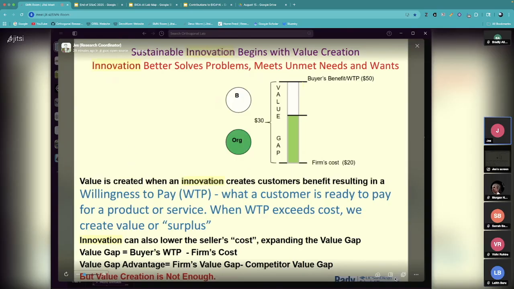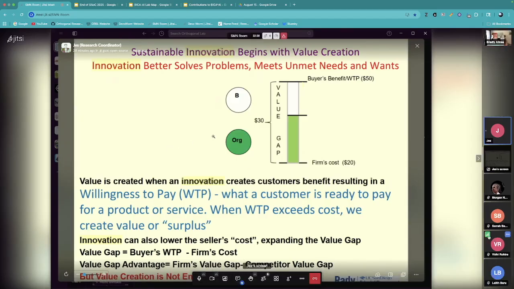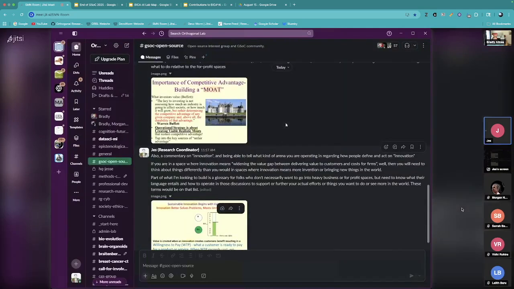So this is an excerpt from a specific discussion, but just a super introductory crash course with very little warning. When you hear innovation, it may mean widening the value gap. So that's one thing to keep in mind.